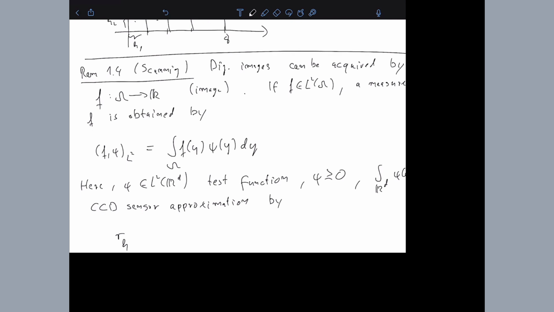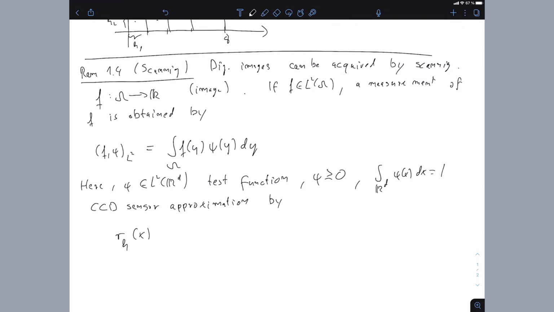We first define RH. Yes, please. Oh, why is this? Yes, you're right. What is happening here? Yeah, good that you mentioned it. Okay, I know what's happening. Okay, okay.